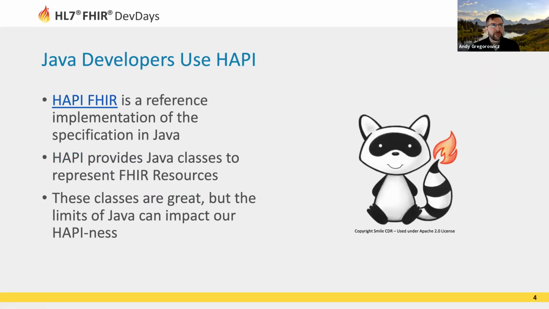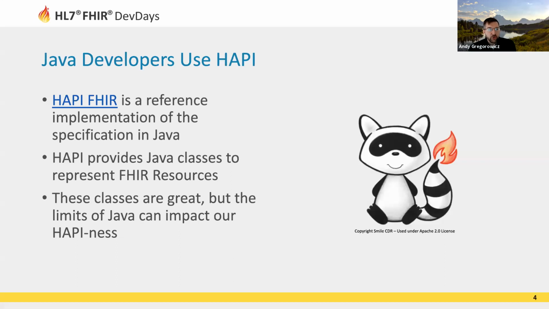So when we're working with FHIR resources, most Java developers, I'm assuming, use HAPI. Obviously you can use Java and a JSON parser or an XML parser, depending on what flavor of FHIR you're working with, to process resources. But I'm assuming that most developers working with Java use HAPI, which is the reference implementation of FHIR written in Java. And HAPI does a nice job. It provides Java classes to represent the FHIR resources. So if you have an encounter resource, there is an encounter class that you can use to handle that.